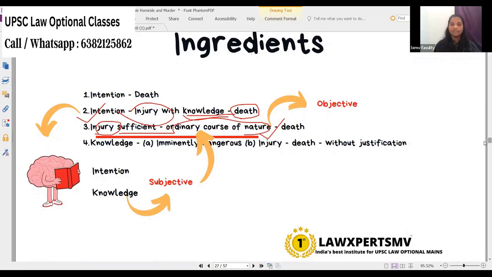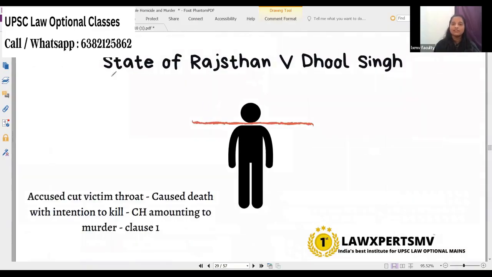Let me give you a case law for that. State of Rajasthan versus Dhul Singh: the accused cut the throat of the victim. My intention is to give a bodily injury, slitting the throat. In reality, in objective knowledge, everybody knows that when you slit the throat, the person will be dead. So although you only have the intention to give a bodily injury, it is sufficient in the ordinary course of nature to result in death. So you are committing murder under the third clause of section 300.